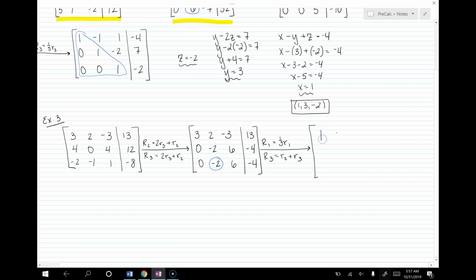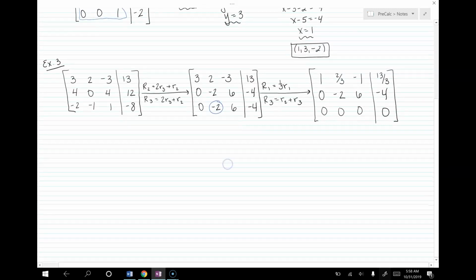So I get 1, 2/3, -1, and then our solution becomes 13/3. Okay, 0, -2, 6, -4 stays the same for now. And then if we add the 2 together, we get 0. Oh, yep. Hello. Notice they are all zeros.